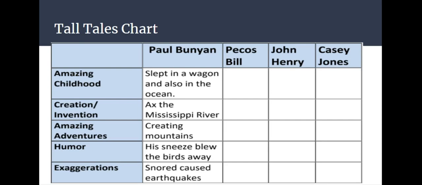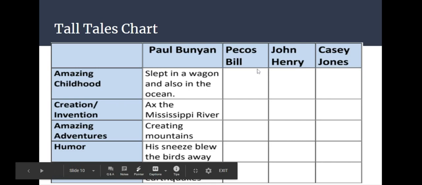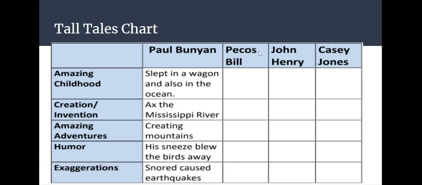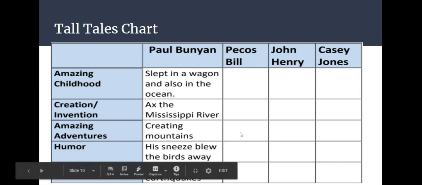And for our application, you're going to go into the Pecos Bill column, and you're going to fill out his amazing childhood, creation and invention, amazing adventure, humor and exaggeration. You can see Paul Bunyan's there as your example as well.